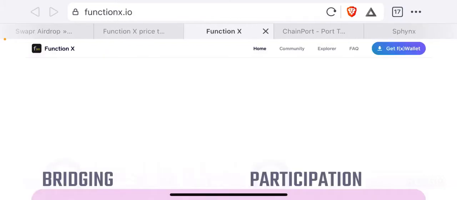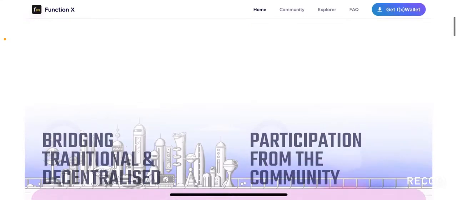So going to the Function X website itself, right off the bat they have a very cool website. I like their website a lot, and they have their own wallet which you can download from the top right corner by clicking on the Get FX Wallet button.